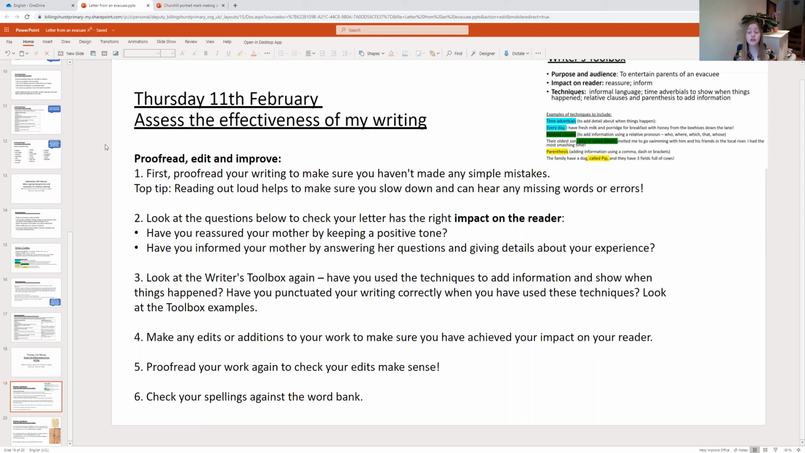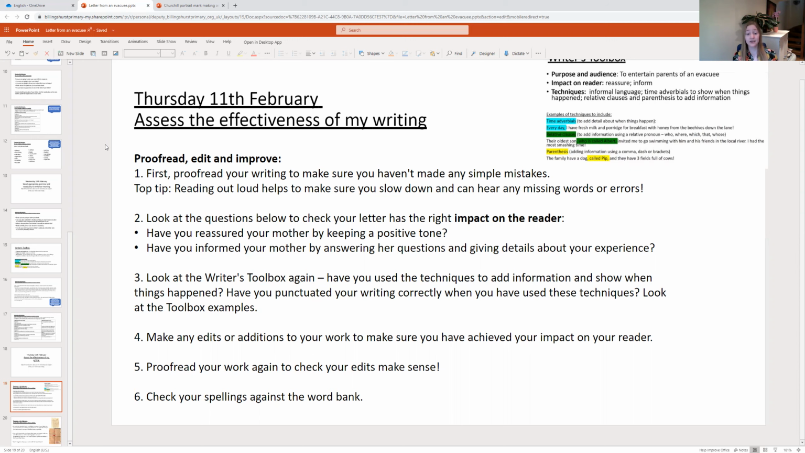After that, I want you to have a look at these two questions and to check that your letter has that right impact on your reader. So remember back to our toolbox, the impact on the reader we wanted to have was to reassure and inform. So the first question, have you reassured your mother by keeping a positive tone? Is your letter a positive letter? Is it upbeat? And secondly, have you informed your mother by answering her questions? Think back to the letter that we received from the mother and think back to those questions that she asked. Have you answered those questions and given details about your experience?